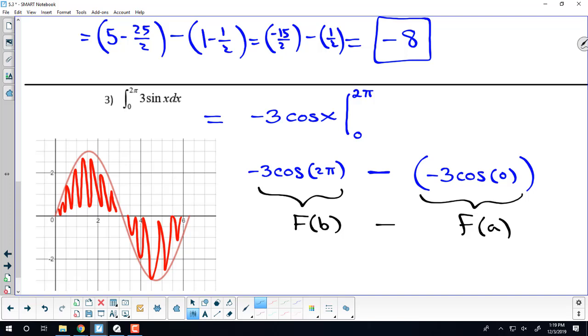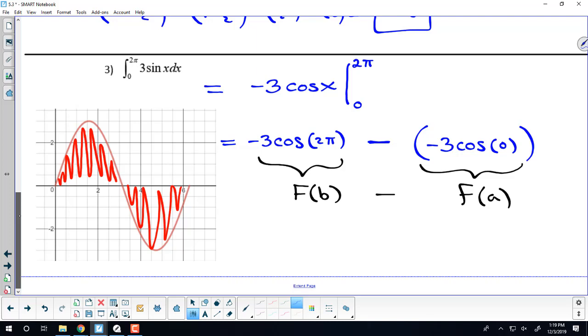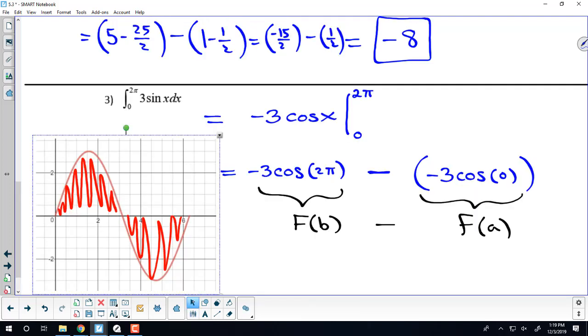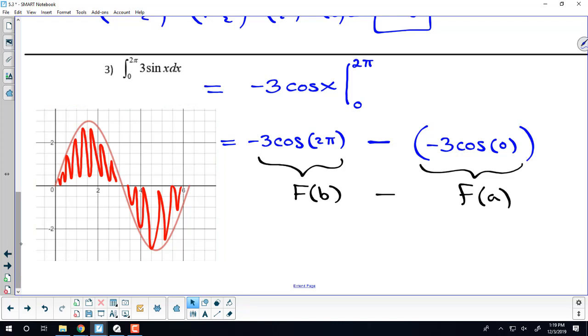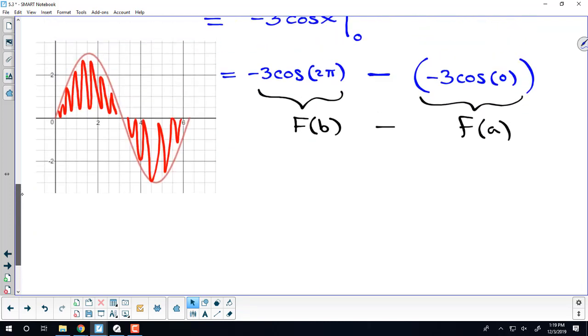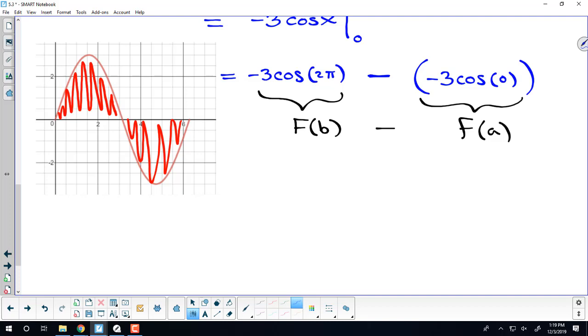And so what do we get for that result? 0. Yeah, because cosine of 2 pi is 1 times negative 3 is negative 3, minus cosine of 0 is also 1 times negative 3. So we have negative 3 minus negative 3, which is 0. So the net area there is 0. We can see there's equal contributions above and below.